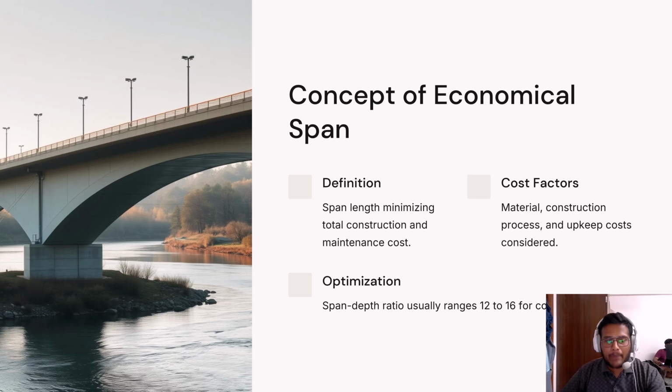Concept of economical span. One of the most practical design considerations is the economical span. This is the span length where the total cost, including construction and maintenance, is minimized. This depends on the materials used and the type of bridge. For concrete bridges, the ideal span to depth ratio typically ranges from 12 to 16, and balancing structural efficiency and cost is a key skill in bridge design.